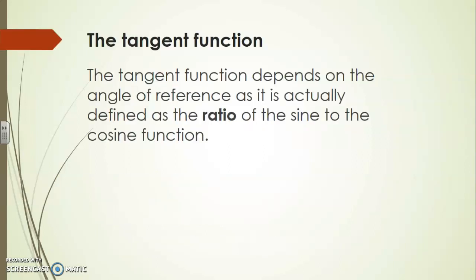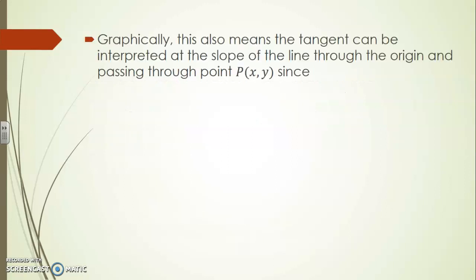The tangent function depends on the angle of reference, as it is actually defined as the ratio of the sine to the cosine function. In other words, tan of theta is sine of theta over cos of theta. Graphically, this also means the tangent can be interpreted as the slope of the line through the origin and passing through point x, y of the unit circle.